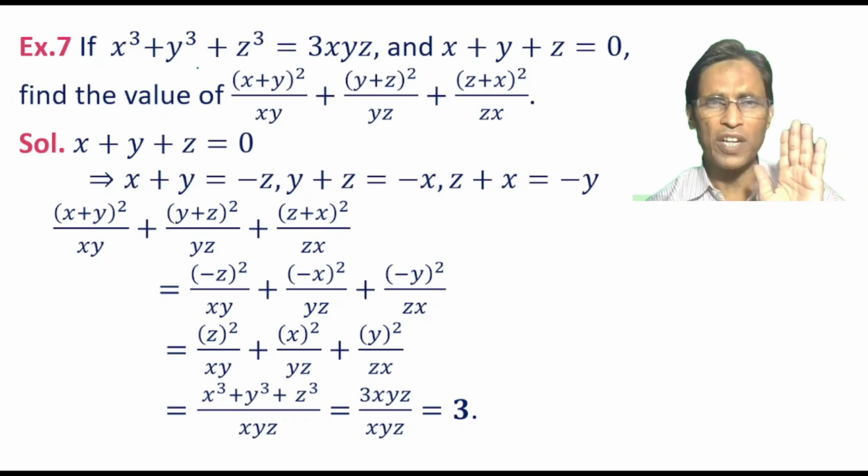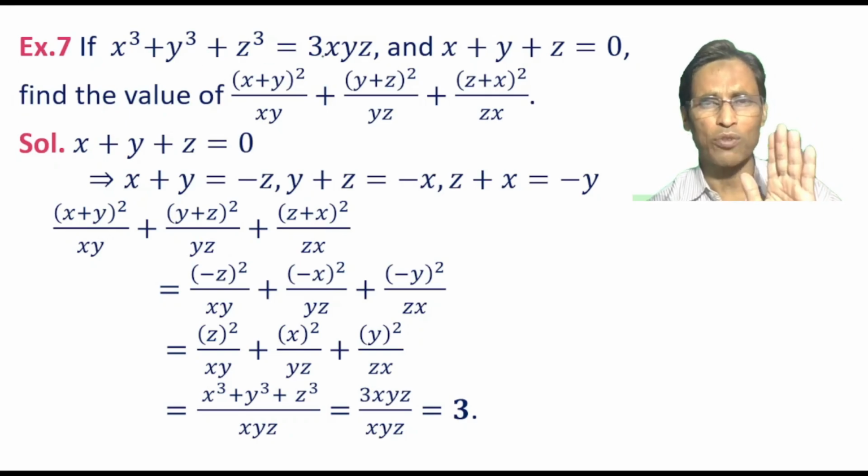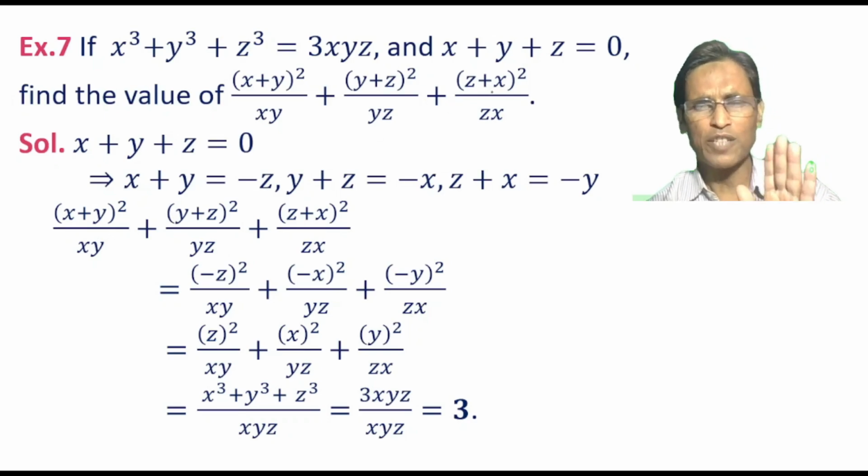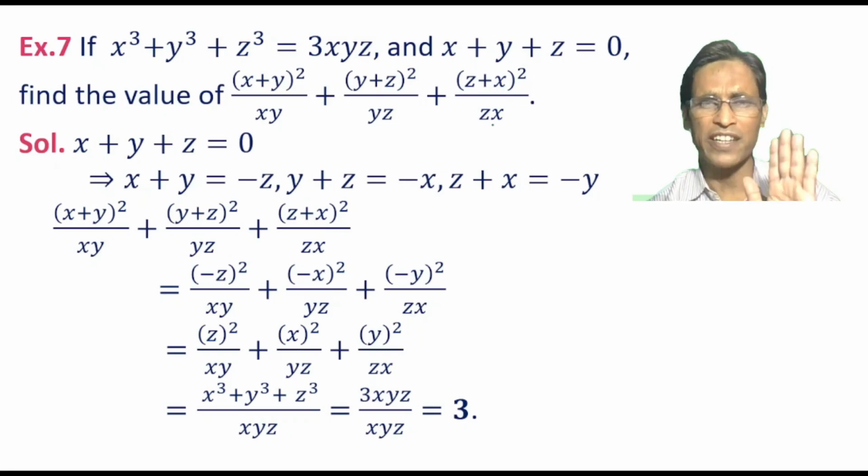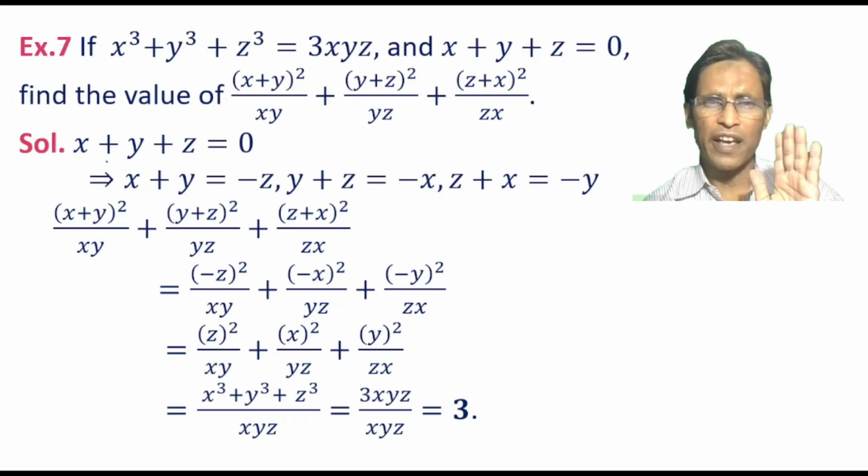Answer. Now we come to question number 7, which is the last one. If x cube plus y cube plus z cube equal to 3xyz and x plus y plus z equal to 0, find the value of x plus y to the whole square by xy plus y plus z to the whole square by yz plus z plus x to the whole square by zx. To find the value required, we proceed as x plus y plus z 0 के इक्वल दिया हुआ है.